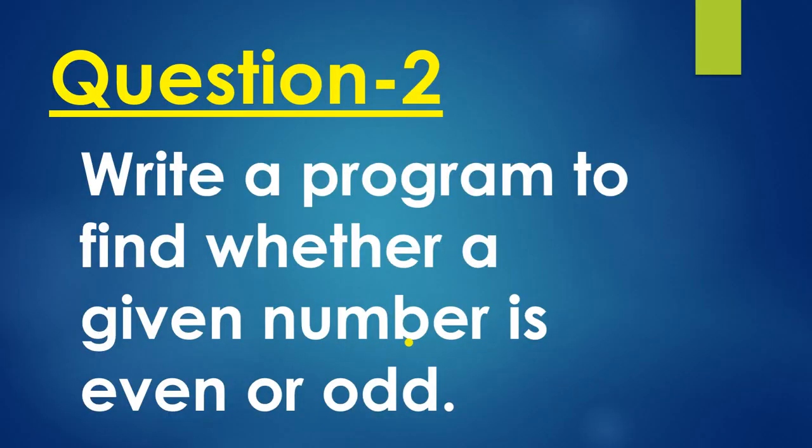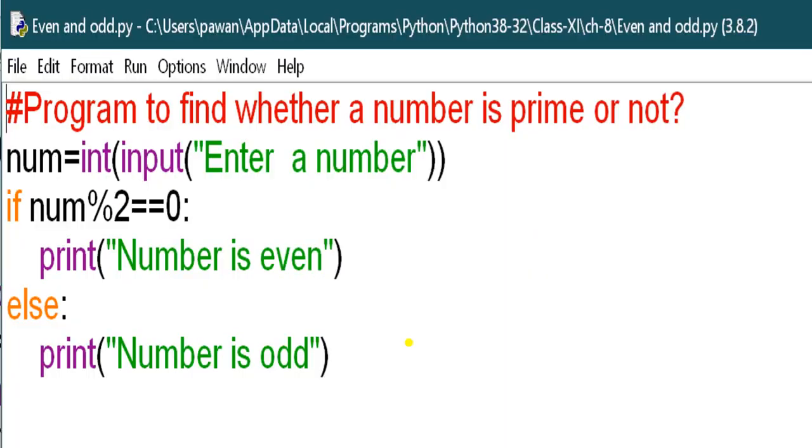Now question number two: write a program to find whether a given number is an even number or an odd number. So here also you have to use the if statement and else statement, and I have used the modulus operator that I discussed in the previous chapter on operators. Modulus operator gives you the remainder. So here num is equal to int input, enter a number. You have to enter a number from the user. Then if num mod 2 is equal to 0, if this condition is true, then the number is even, otherwise the number is odd.